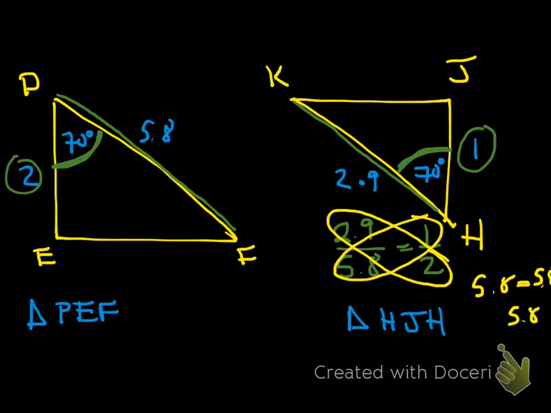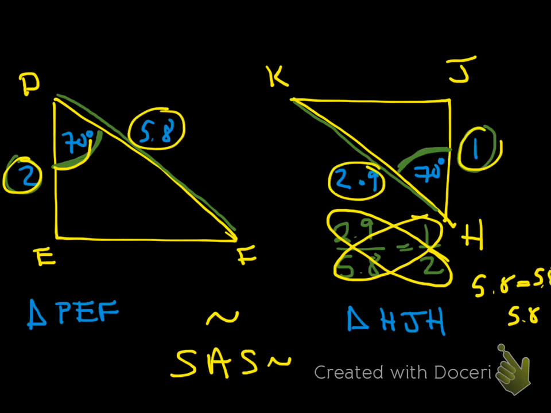All right, so you can say that triangle PEF is similar to triangle HJK because of side, angle, side similarity, because there's a side, right, this angle, and this side, right, those 2 sides are proportional to these, and these angles are congruent. Okay, last one.